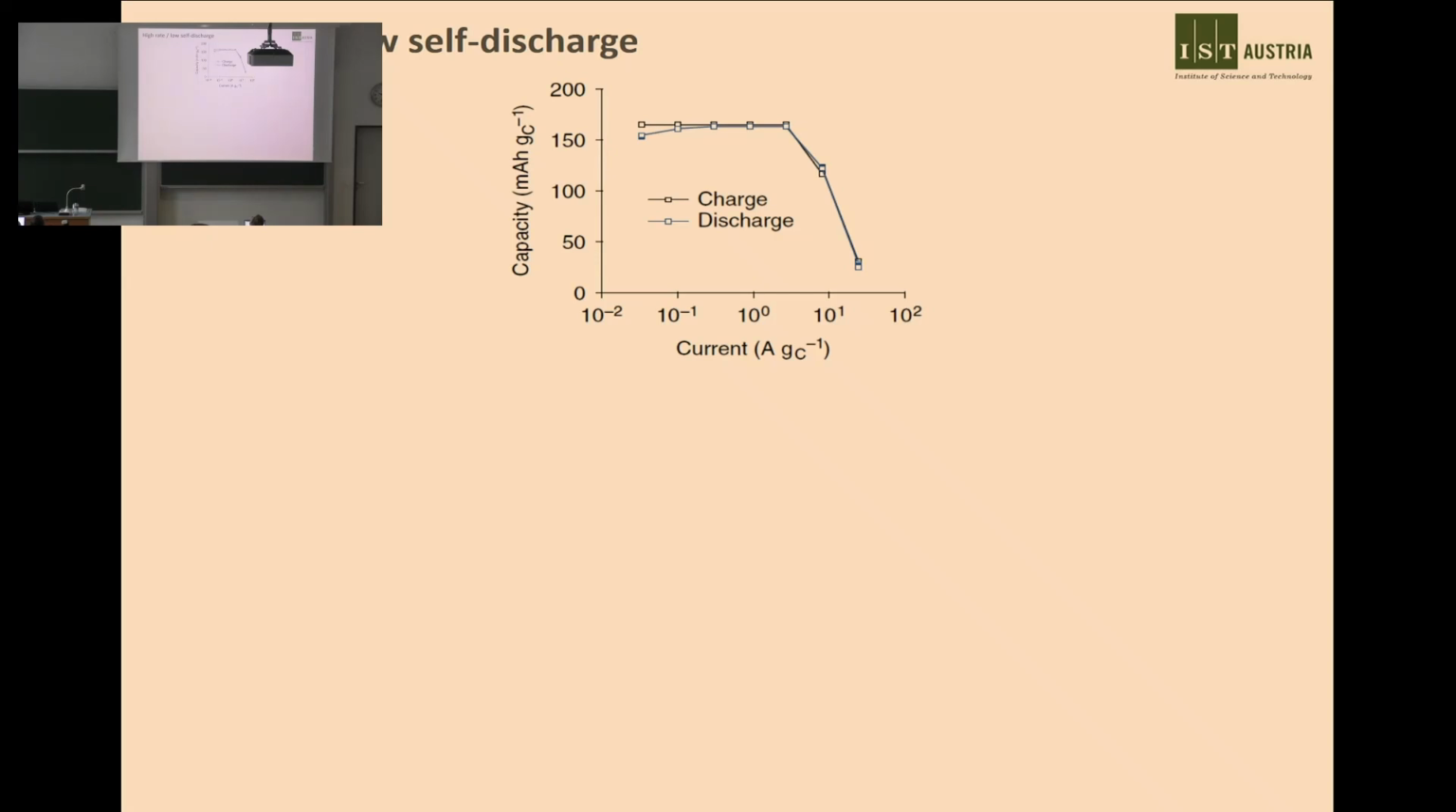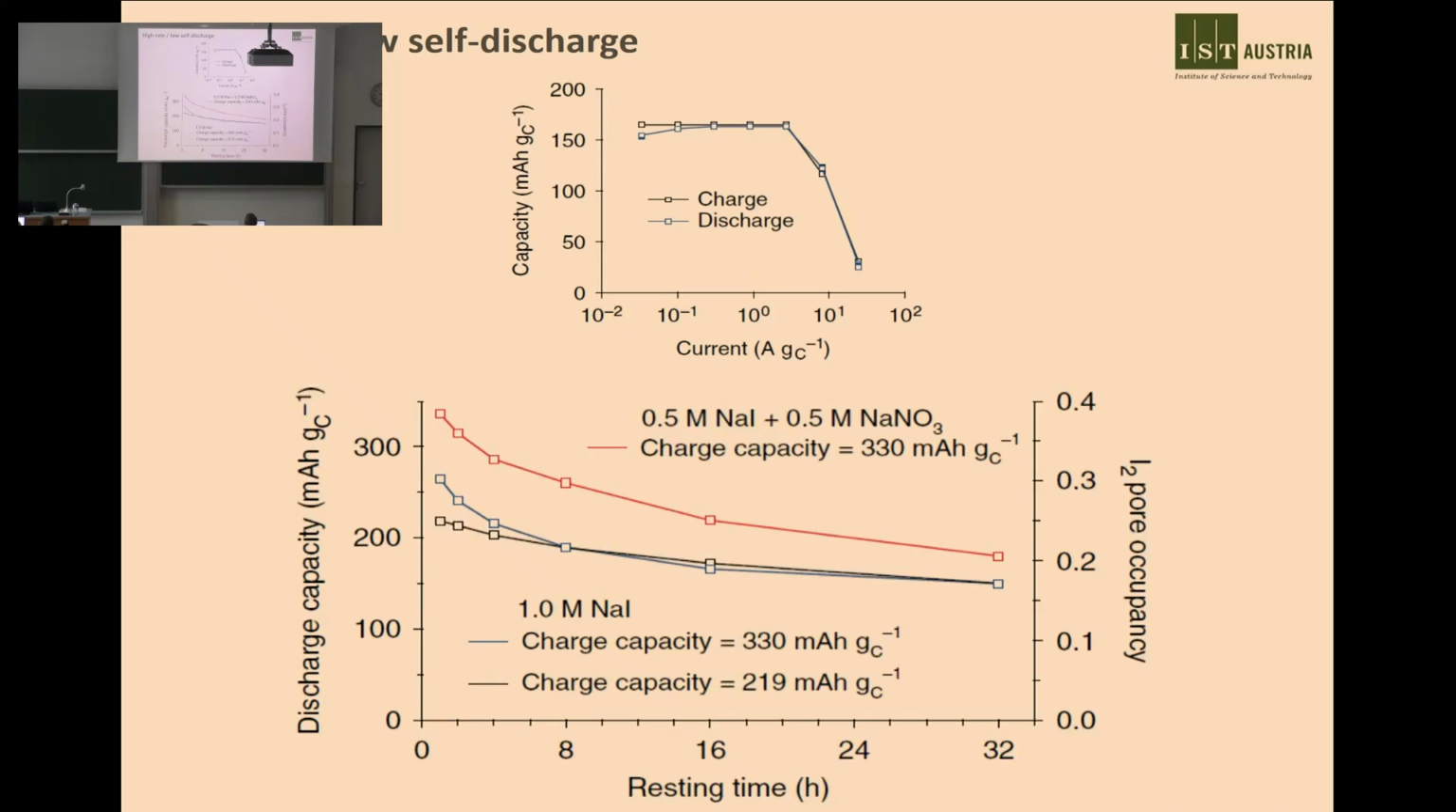So up to a current beyond 1 amp per gram. So this would be a full cycle within less than a minute. And so almost all the capacity can be used with a solid product in such a fast cycling. And also always a concern of supercapacitors is self-discharge. Also this is in a reasonable range.